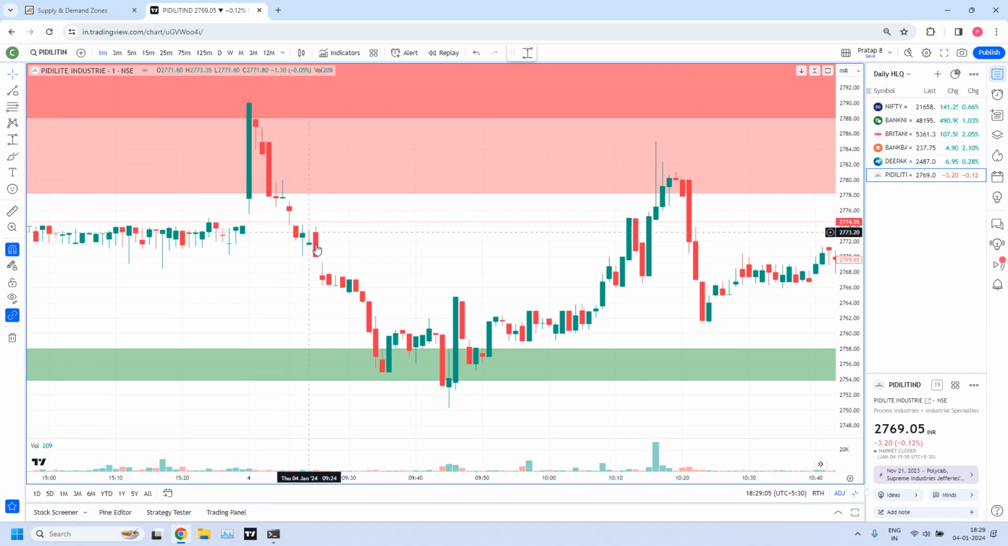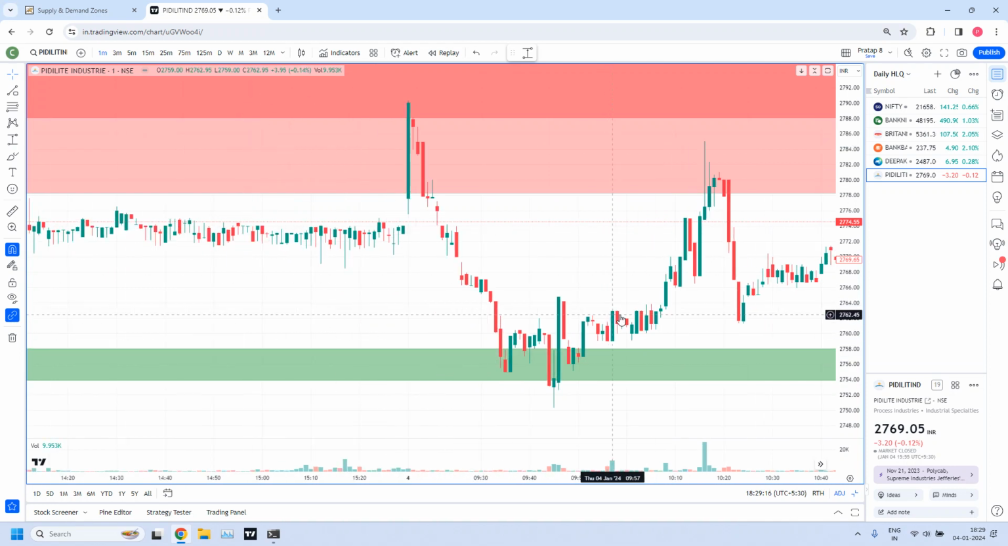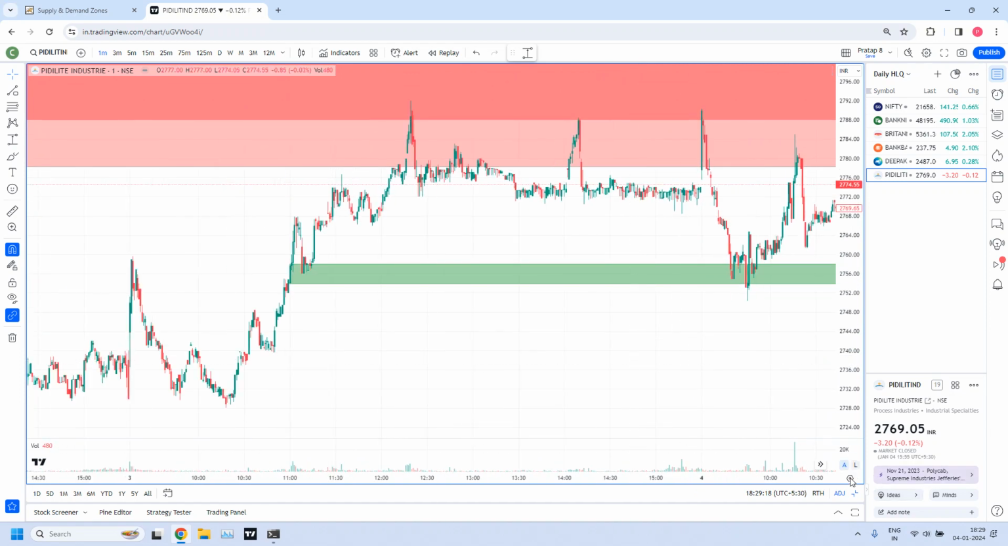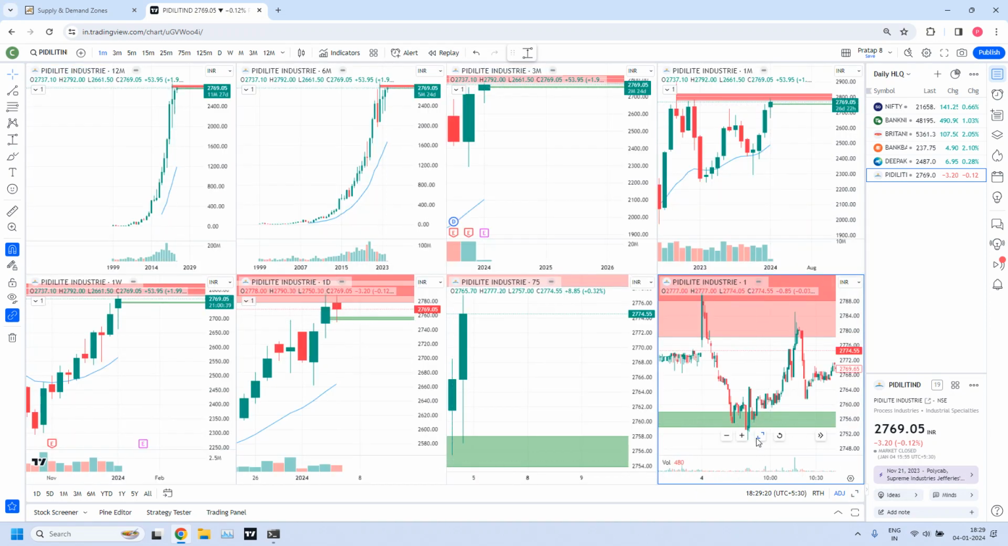And then from here prices came down and at 9:34 it reached the target. In just 20 minutes the trade is completed. This is the 15 minutes target.